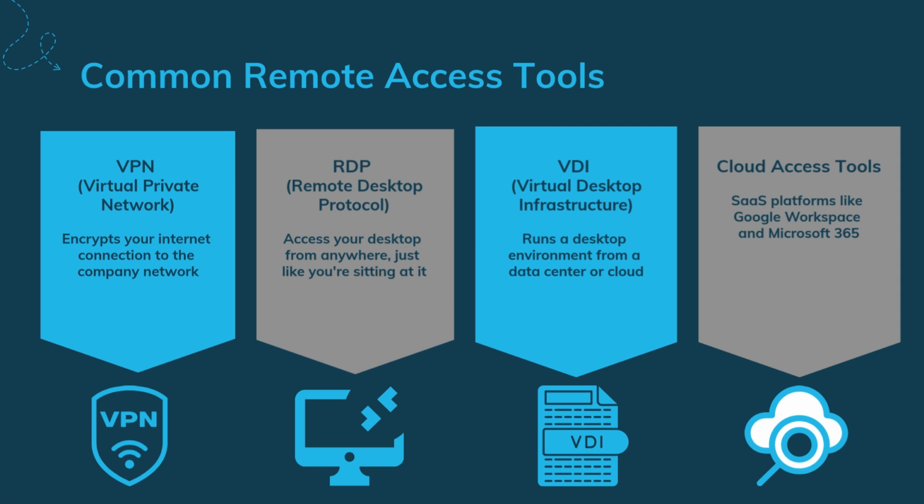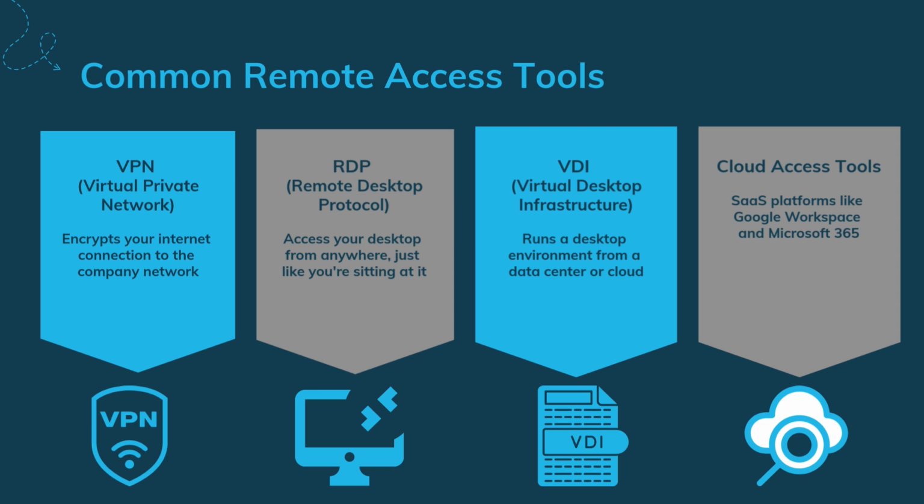Let's break down the four most common types of remote access technologies. First up, VPNs, or virtual private networks. These create a secure tunnel between your device and the company's network. It's one of the most popular and secure ways to connect when working remotely. Next is Remote Desktop Protocol, or RDP. This lets you actually log into your desktop computer at the office from another device, so it feels like you're sitting right there even if you're not.